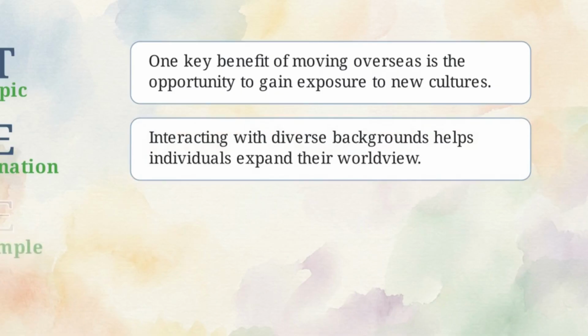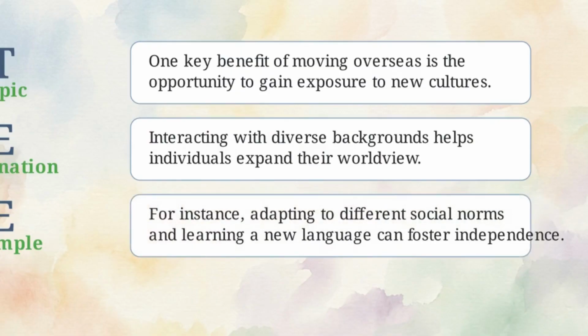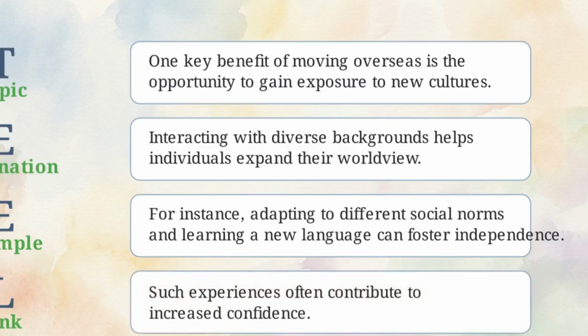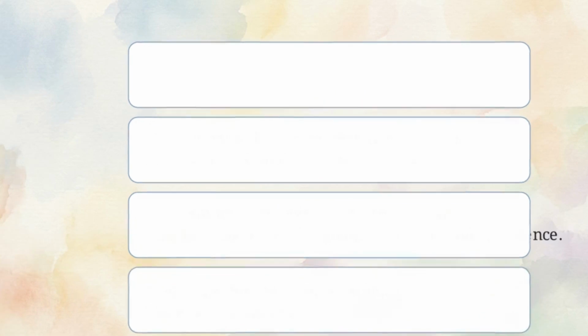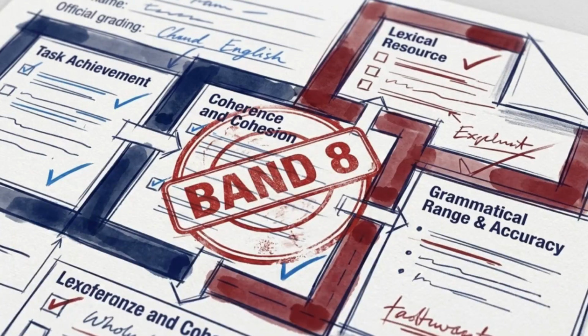Interacting with diverse backgrounds helps individuals expand their worldview. The second E is example. Ground your explanation with a specific scenario. For instance, adapting to different social norms and learning a new language can foster independence. L is for link. Connect your example back to the core topic. Such experiences often contribute to increased confidence. When you combine these 4 engineered sentences, they form a cohesive paragraph. TEAL enforces a logical progression that meets the specific grading criteria for coherence and cohesion.